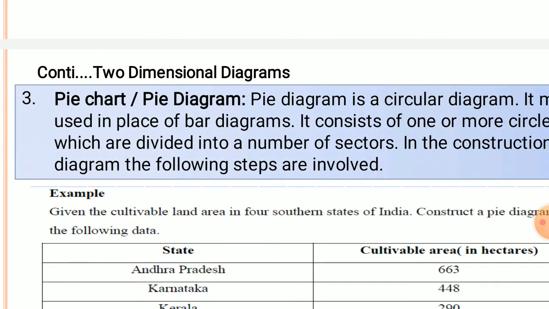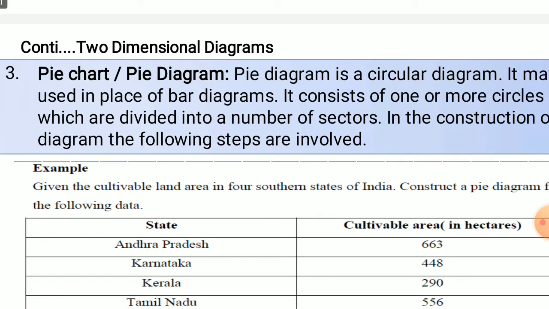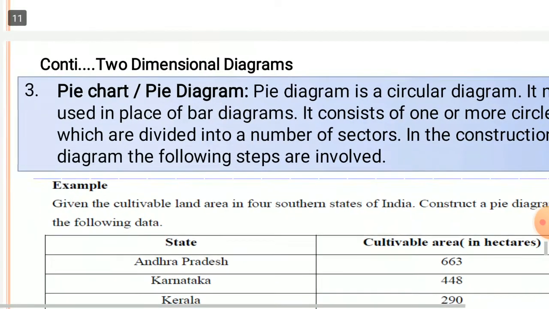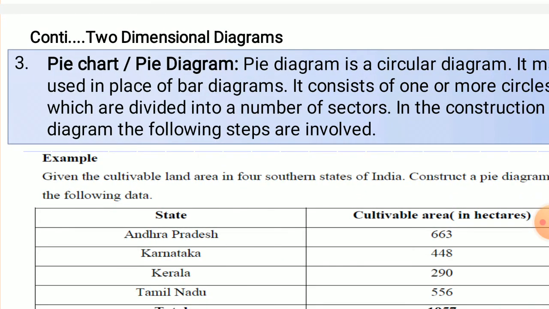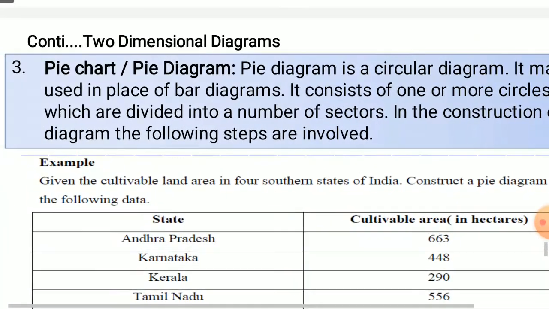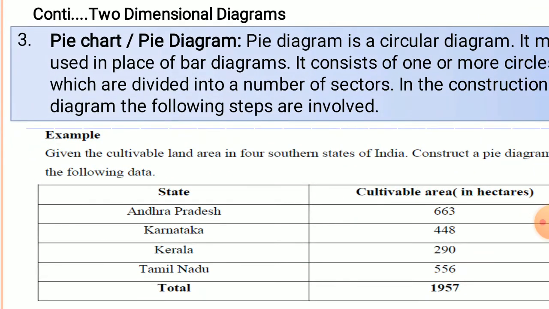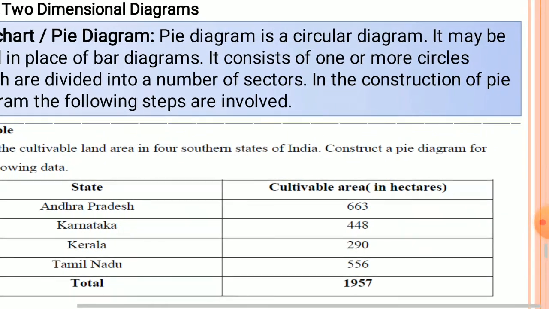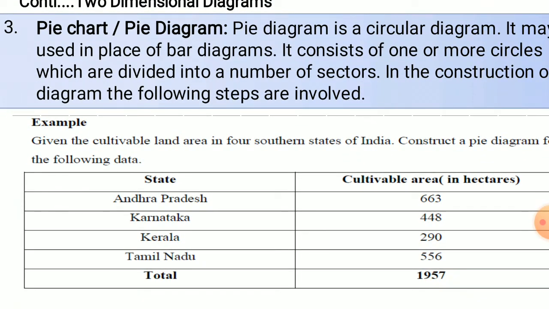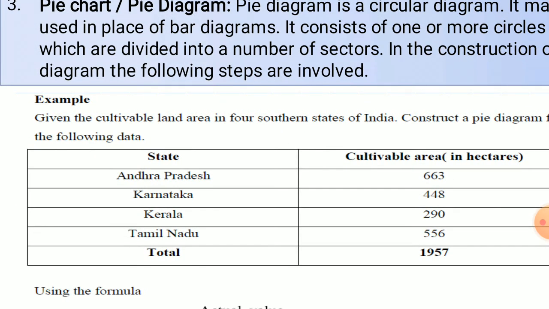Pie chart or pie diagram. The pie diagram is one of the two-dimensional diagrams, and it is a circular diagram. It may be used in place of bar diagrams, and it consists of one or more circles which are divided into a number of sectors. In the construction of a pie diagram, certain points should be considered.